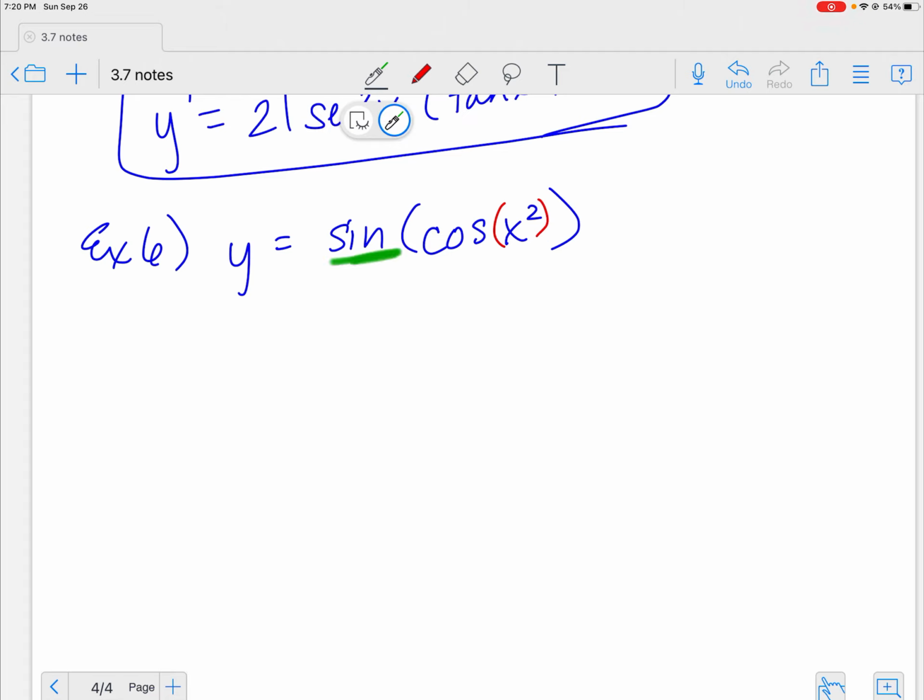I have the outside function of sine. Then when I'm looking at this, I have an outside function of cosine. Then I have my total interior function of x squared. There's no problem with that. You can do the chain rule as many times as you need to. You could do it 50 times. It doesn't matter. You can do the chain rule and the chain and the chain.